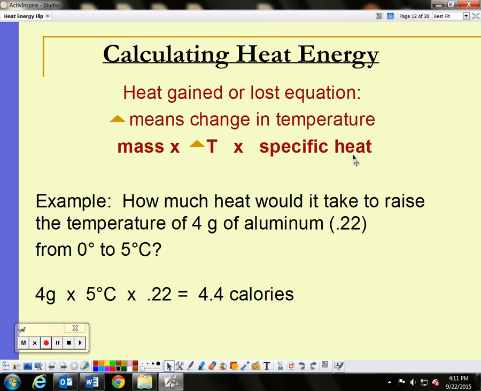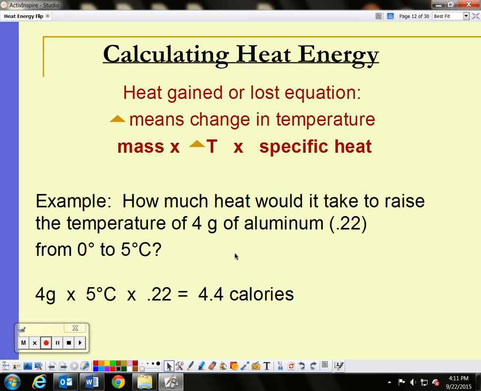You need this equation up here at the top. This is how you calculate heat energy. What this equation is showing you is either heat that's being gained, something's getting warmer, or heat that's being lost, something's getting colder. The formula is: triangle means change in temperature. Mass times change in temperature times the specific heat. And we would give you the specific heat, such as in this problem down here.